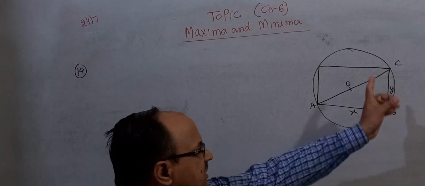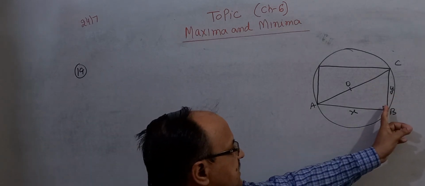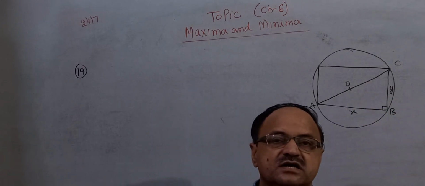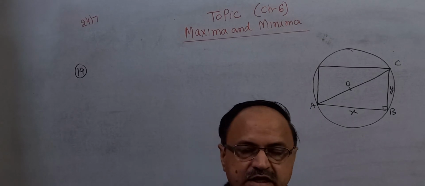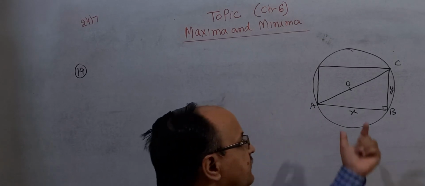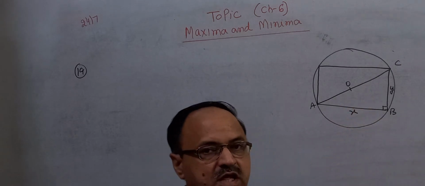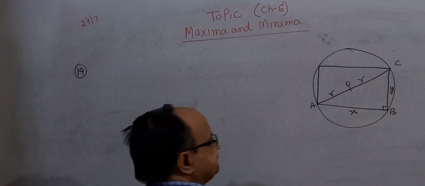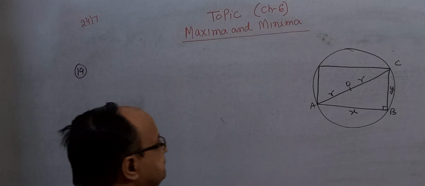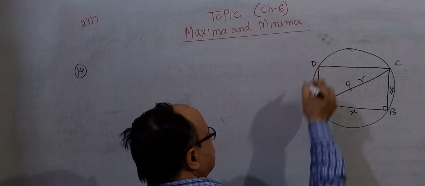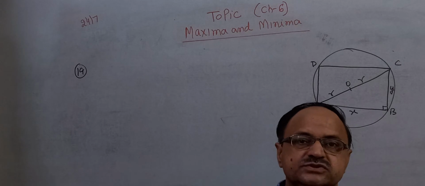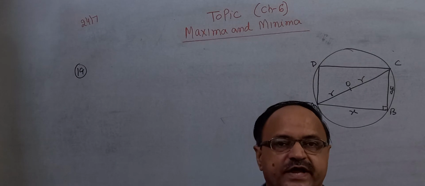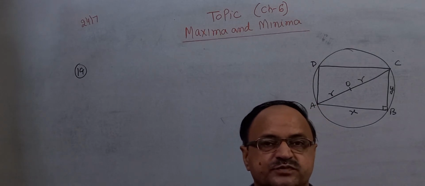You know that if angle B is 90 degree, the chord opposite to this angle is the diameter, because the angle in a semicircle is 90 degree. Therefore you can say AC is the diameter. Let this be R, the radius of the circle, and this is also R. We want to prove that this rectangle is a square. A rectangle becomes a square when length is equal to breadth, x is equal to y. So your target is to prove that x is equal to y.